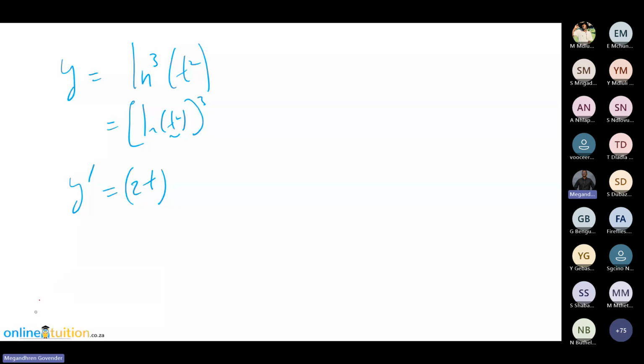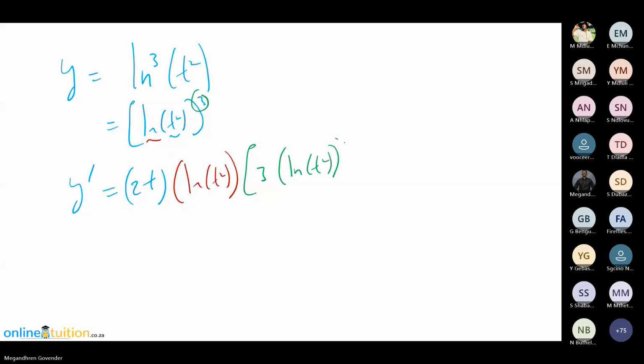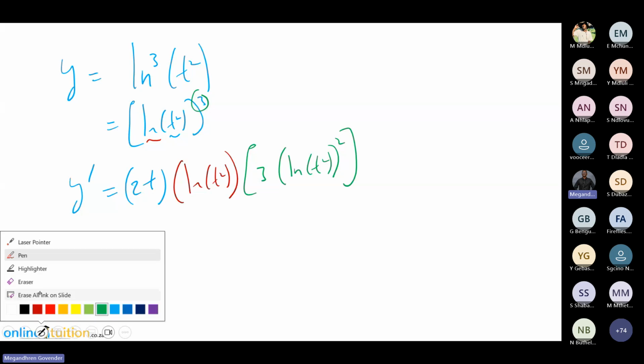Now you've got the derivative of ln of something. The derivative of ln of something is 1 over that something. Right? We all agreed with that. Now the derivative of something cubed, as you said, was 3 times that something squared. It's 2t. Oh, hang on. Sorry. This one, you're right.